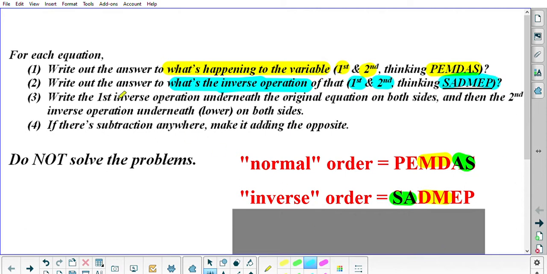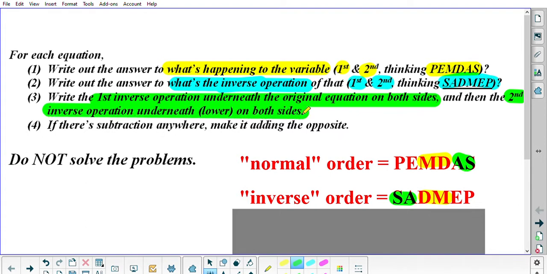And then step 3, we will put the first inverse operation underneath on both sides, and then a little bit lower down, later we will do the second inverse operation, underneath on both sides. So you're not going to do both inverse operations at the exact same place, okay? There's going to be some spacing involved. And then step 4, if there's subtraction anywhere, we will make it out in the opposite.